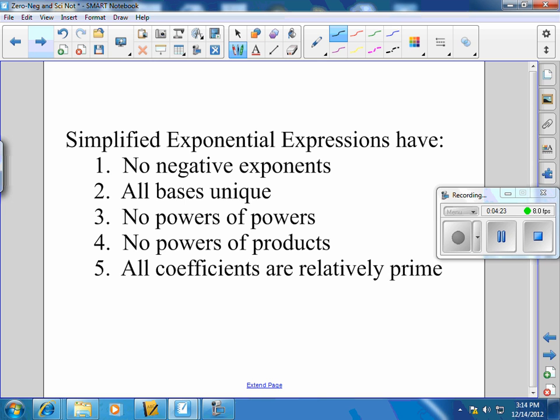So, how do I know when I'm done simplifying? You need to check for a couple things. First of all, you cannot have negative exponents. If you have negative exponents, you need to simplify them. Second thing you need to look for is you need to have unique bases. That means all of your bases should be different.